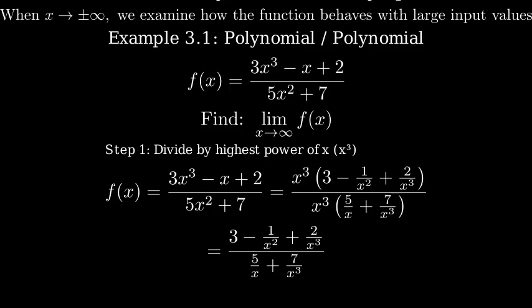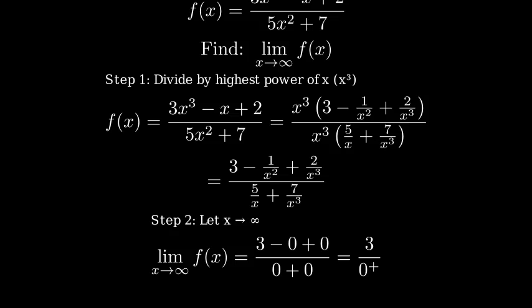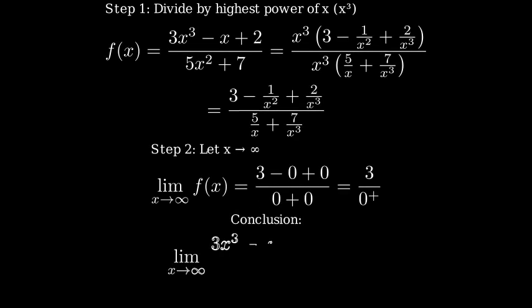Step 2. As x approaches infinity, all terms with x in the denominator approach 0. So, our expression simplifies to 3 divided by 0. Since 5 over x is positive for large x, the denominator approaches 0 from the positive side, making the whole fraction approach positive infinity. Therefore, the limit equals positive infinity.